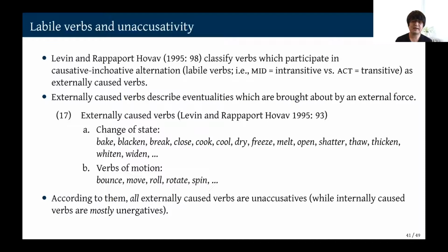In this sense, Levin and Rappaport Hovav's study is important. They classify verbs which participate in the causative-inchoative alternation as externally caused verbs. Externally caused verbs include change of state verbs such as bake, break, and so on, and verbs of motion such as bounce, move, roll, and so on and so forth. According to them, all externally caused verbs are unaccusatives, while internally caused verbs are mostly unergatives.